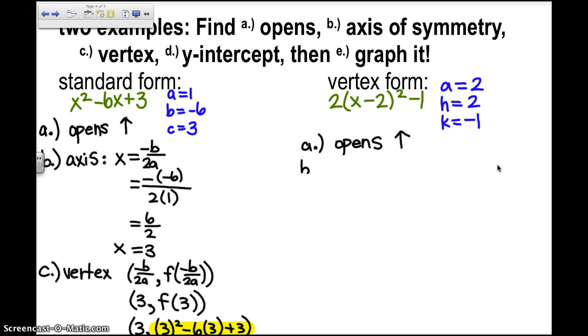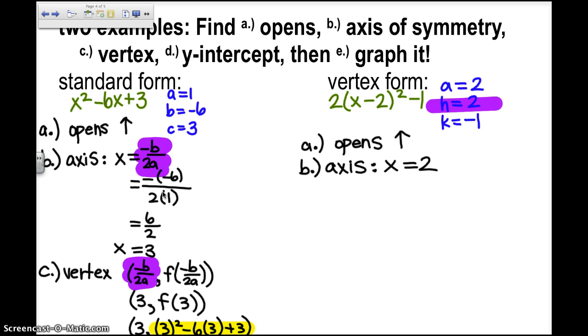Okay? The axis of symmetry. Now, if we look at this, the axis of symmetry was negative b over 2a, which was the same value as x from the vertex. Well, in vertex form, h is x from the vertex. So if h equals 2, that means that the x-coordinate in the vertex is 2, which means the axis of symmetry goes through the line x equals 2.